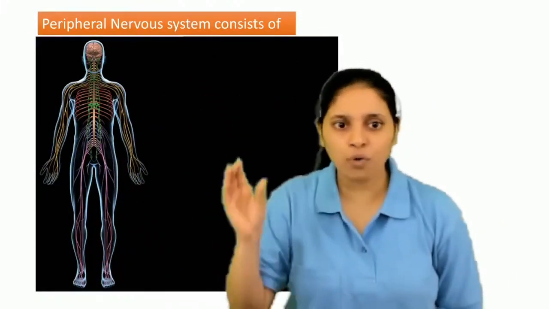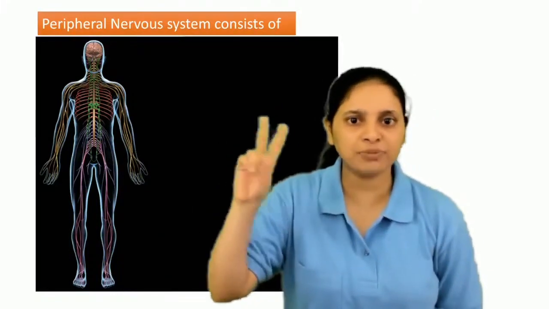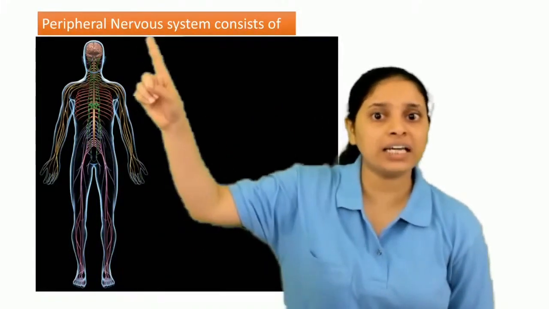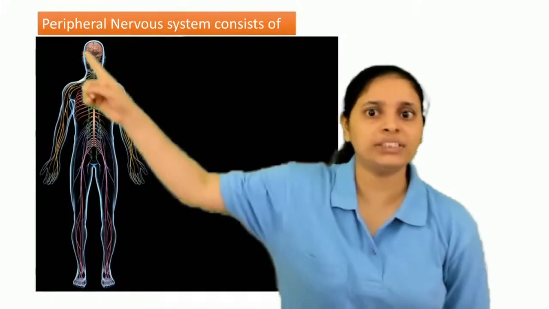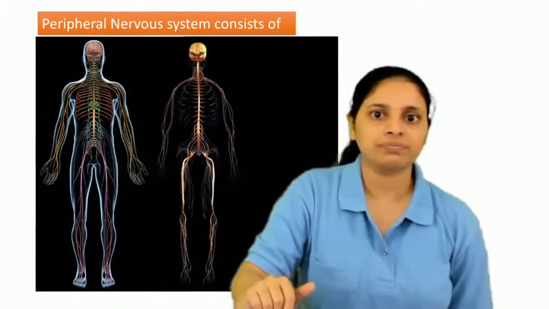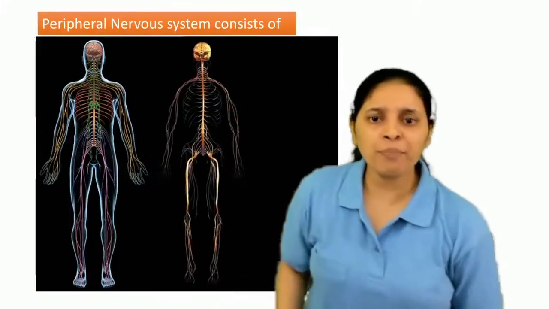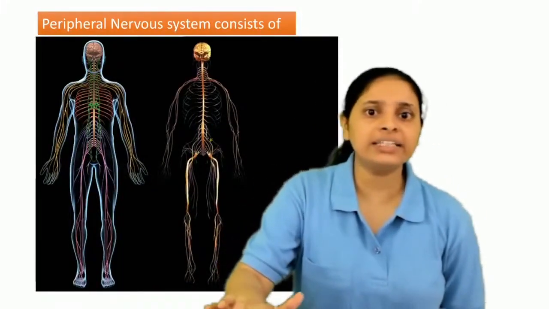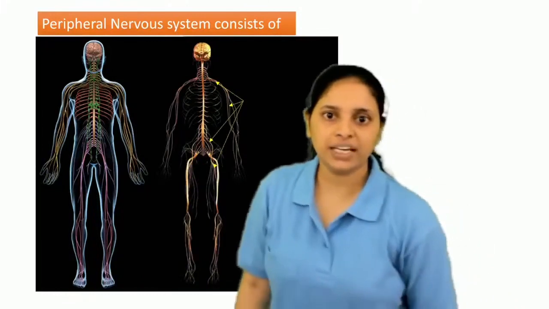ठीक है, तो एक हमारा हो गया सेंट्रल नर्वस सिस्टम, ब्रेन एंड स्पाइनल कॉर्ड. अब दूसरा हम स्टार्ट करेंगे पेरिफेरल नर्वस सिस्टम. कौन सा है? पेरिफेरल नर्वस सिस्टम. ये देखो, दिख रहा है? अब देखो हमारे पूरे बॉडी में ऐसा एक नेटवर्क फैला हुआ है, सही है?